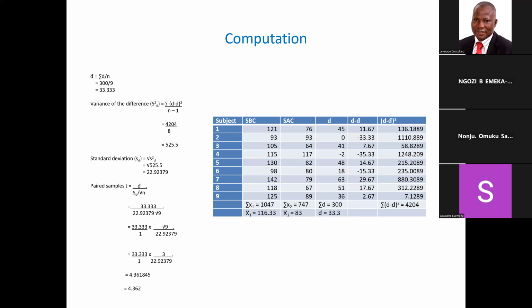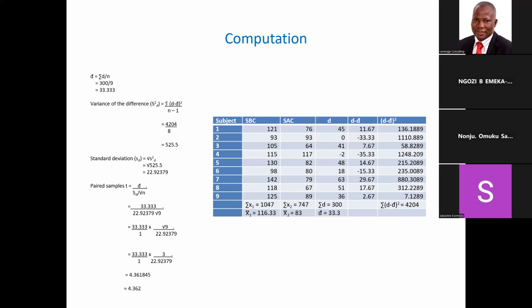Now when you square it, D minus bar D squared, that's the last column. The summation of it is 4,204. So the variance of the difference is sigma of D minus bar D squared over N minus 1, the degrees of freedom. That will be 4,204 over 8, because 9 minus 1 makes 8. So it gives you 525.5.